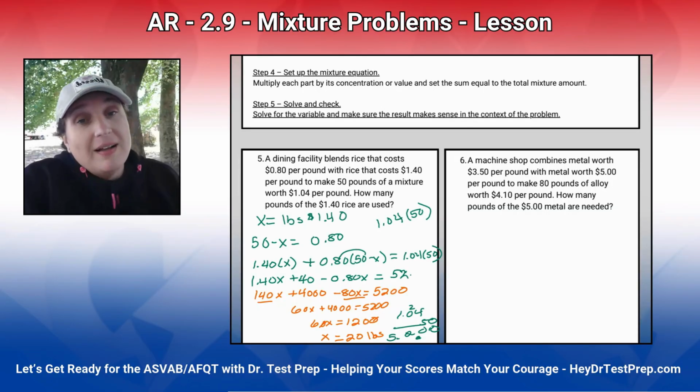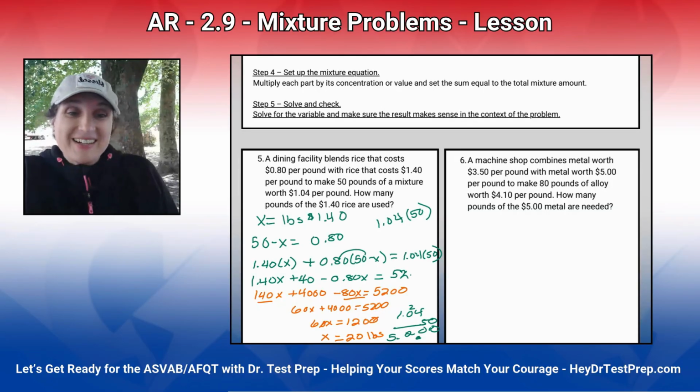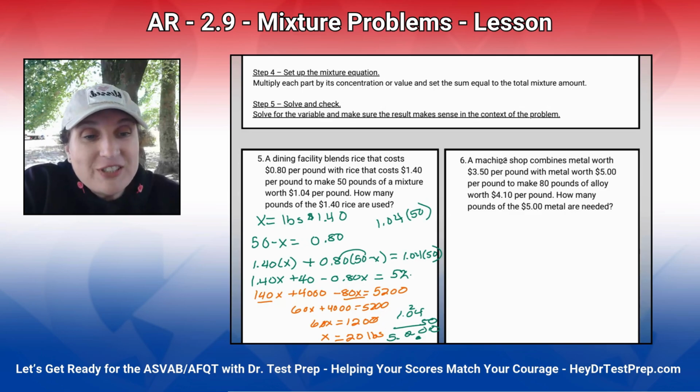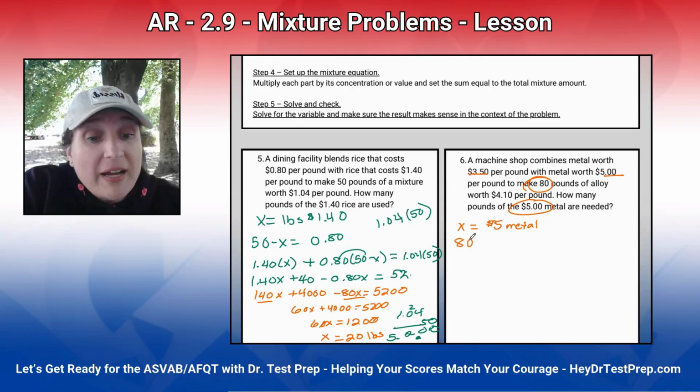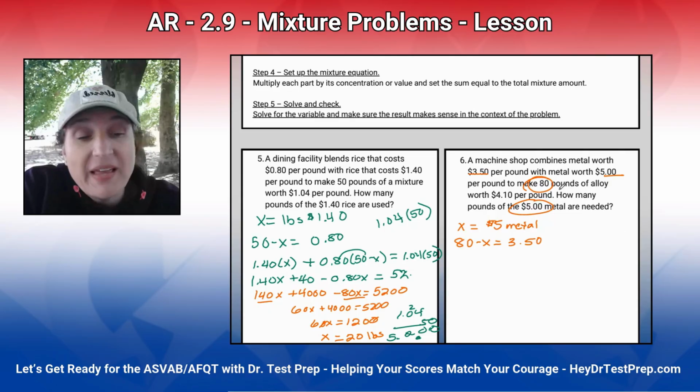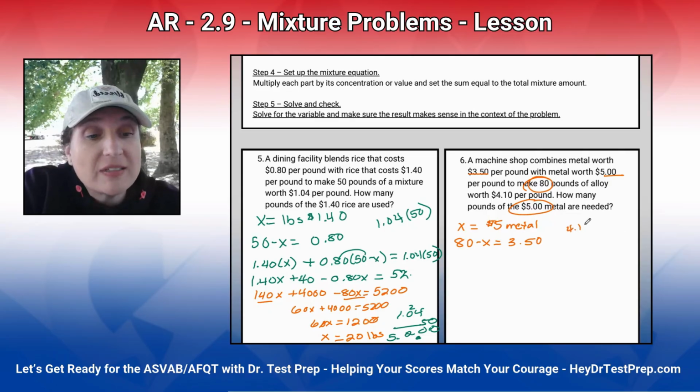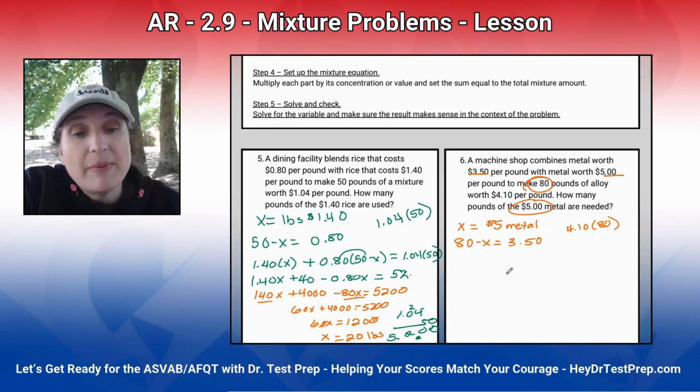Woohoo! Last question of AR for the free videos. A machine shop combines metal worth $3.50 per pound with metal that's worth $5. And we're looking for the $5. Altogether, we're making 80 pounds. So X equals our $5 metal. 80 minus X equals our $3.50 metal. And we want to get $4.10 for our 80 pounds.